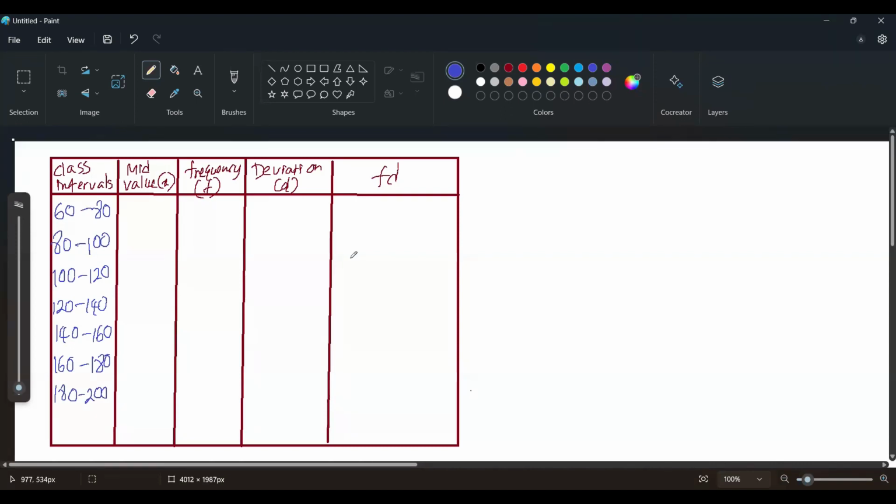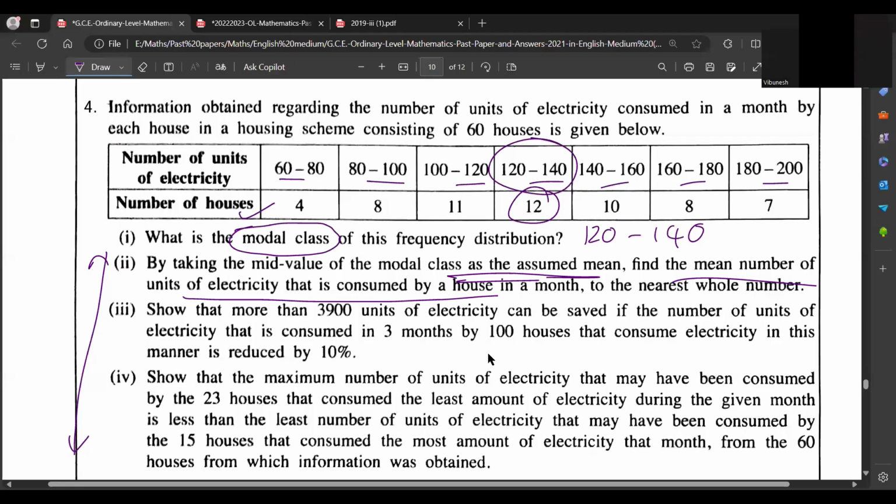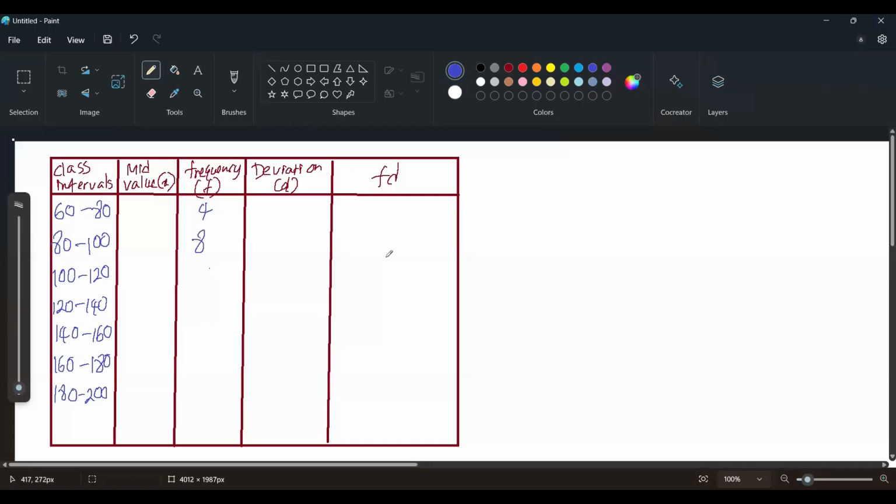And they have already given the frequency values also. You can write them. The number of students should be the frequency value. What are the frequency values that you can see? 4, 8, 11, 12, 10, 8, 7. These are the frequency values. You can see them also.